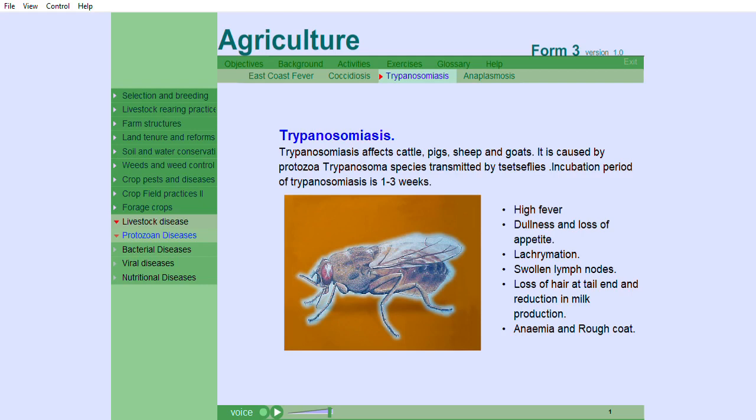Trypanosomiasis. Trypanosomiasis affects cattle, pigs, sheep, and goats. It is caused by protozoa Trypanosoma species transmitted by tsetse flies. Incubation period of trypanosomiasis is 1 to 3 weeks. The major symptoms are high fever, dullness and loss of appetite, lacrimation, swollen lymph nodes, loss of hair at tail end, reduction in milk production, anemia, and rough coat.